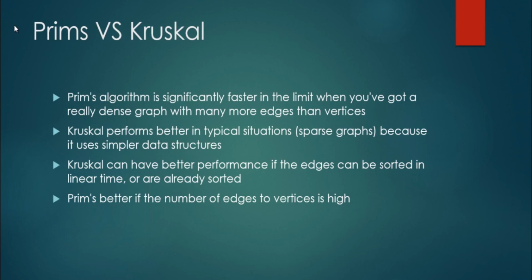Kruskal can have better performance if the edges can be sorted in linear time or are already sorted. In this situation it's very fast, and Prim's is better if the ratio of edges to vertices is very high. So that's all about the comparison of Prim's and Kruskal's algorithms.